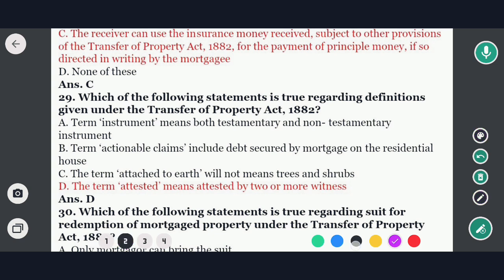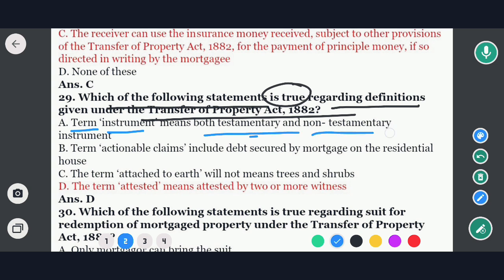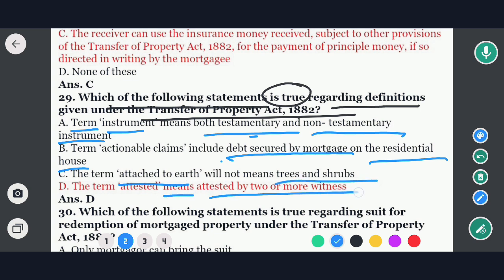Next question is, which of the following statements is true regarding the definitions given under the Transfer of Property Act 1882? Options are: term instrument means both testamentary and non-testamentary instrument. Term actionable claim includes debt secured by mortgage on the residential house. Option C, the term attached to earth will not mean trees and shrubs. The term attested means attested by two or more persons. Okay, so in this case Option D would be the correct answer. That means attested means attested by two or more witnesses.